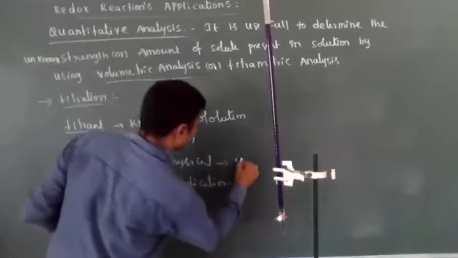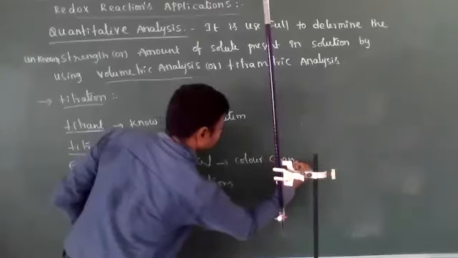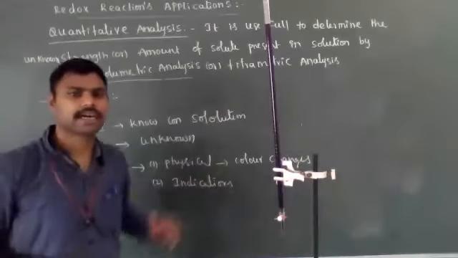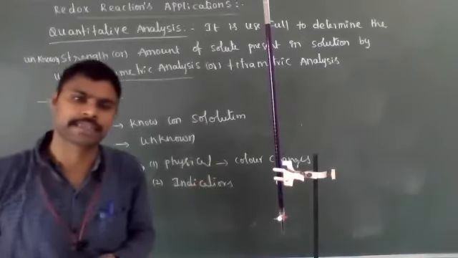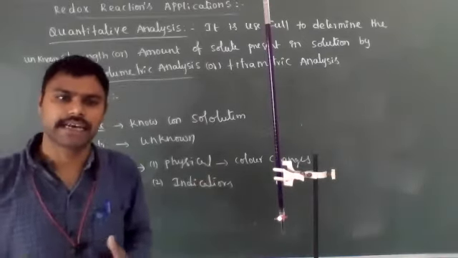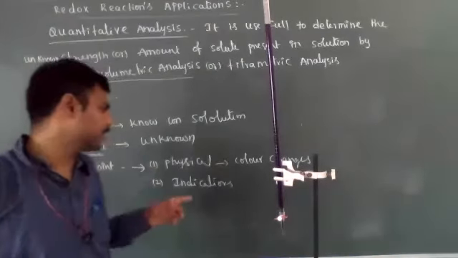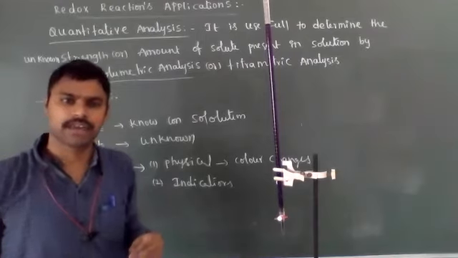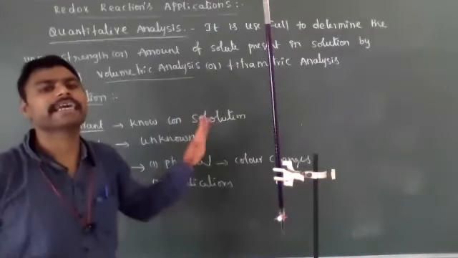Physical observation means what happens? The color will change. Physical observation means color changes will come. Otherwise, indicators. Two types of indicators are present: acid-base indicators. An acidic indicator, methyl orange or methyl red indicator, and a basic indicator, phenolphthalein indicator, are present. Generally, for redox titrations there is no indicator required.